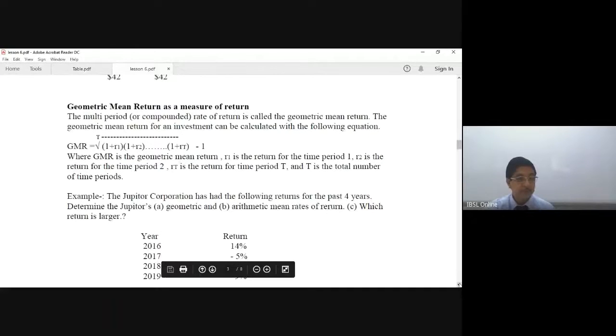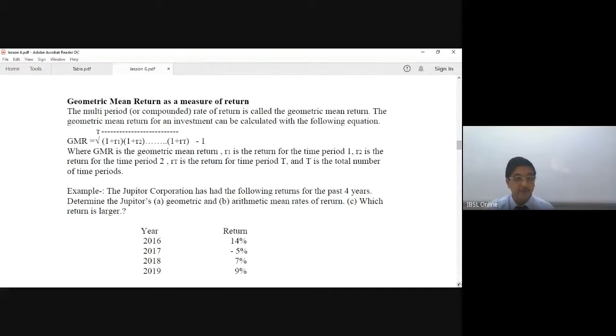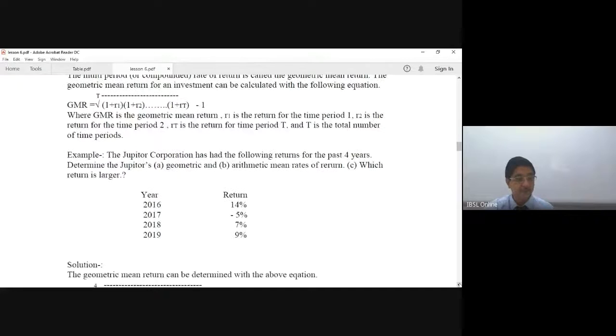The Jupiter Corporation has had the following returns for the past 4 years. On the face of it, you can see that T is equal to 4 here. Determine Jupiter's geometric and arithmetic mean rates of return. Which return is higher? Which return is larger?